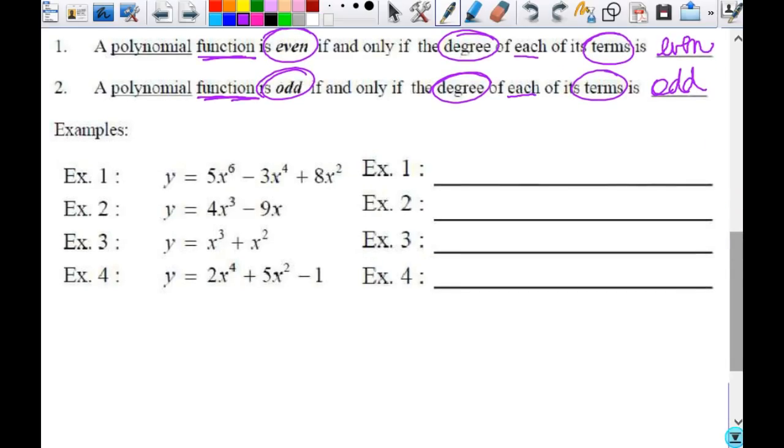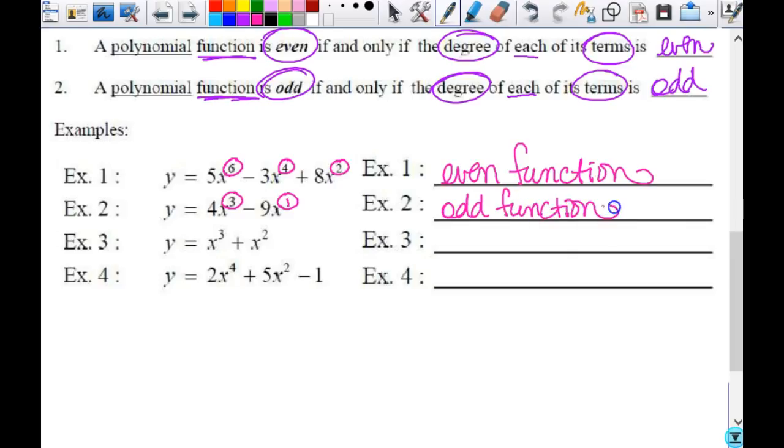So when I look here, my first example, I look at the degrees. There's a 6, a 4, and a 2. So is this even, odd, or neither? Even, because each of those is even, so this is an even function. And then here, this is a 3. What is this one? A 1. So what is this, even, odd, or neither? Odd, so this is an odd function. Then here, what is 3 and 2? So what is this? Neither. Good.